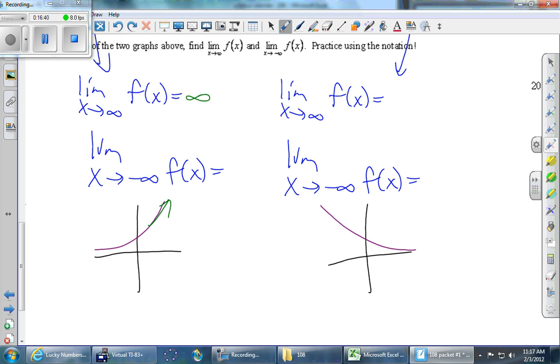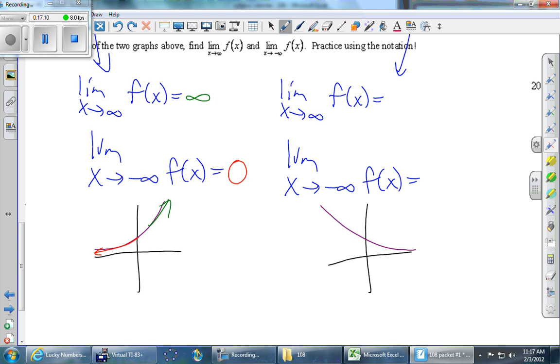Okay, same graph, but now we're going to send x to negative infinity, which is always going to the left forever. And if you trace this guy to the left forever, what happens to the y values? They approach 0. And so that limit is equal to 0. And again, it never gets to 0. So it looks very funny to say f of x equals 0, but that's not what we're saying. This notation means it gets very close to 0. May not ever actually get there.